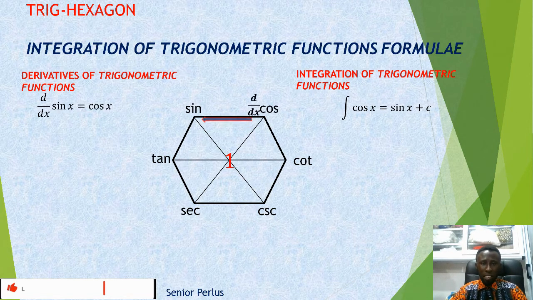Derivative of cos s is negative sin s. In note 1, if we differentiate all trig functions beginning with c, that is cos, cot, cosec, their results are negative of a trig function. The reverse is integral of sin s is negative cos s plus c.